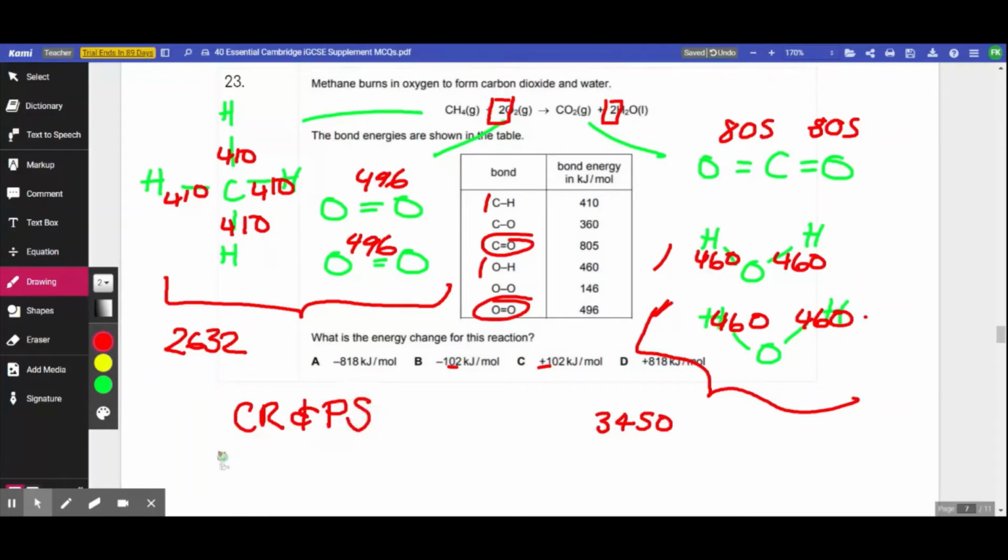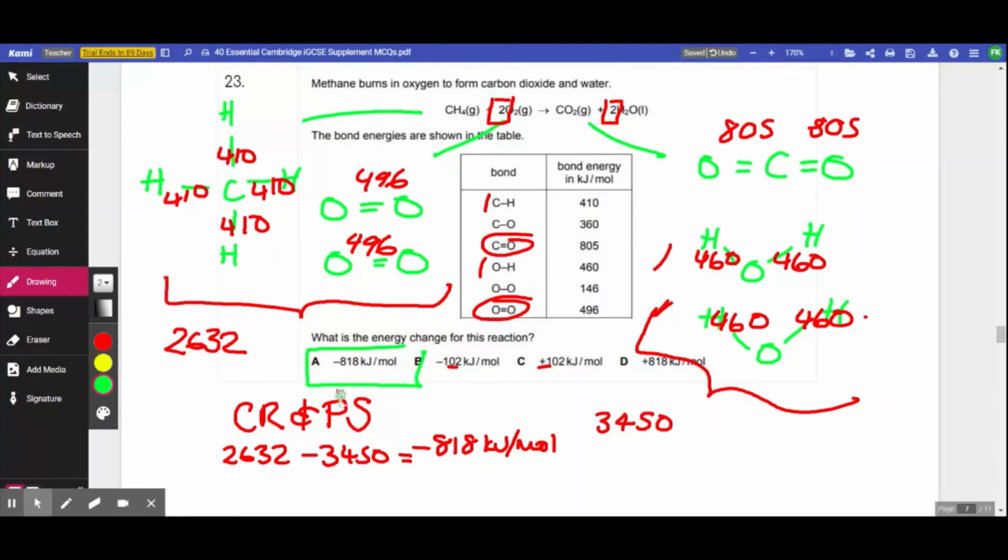So the 2632 should go here. Take away the 3450, and that should give you minus 818 kilojoules per mole, which is answer A. So answer A is the correct answer.